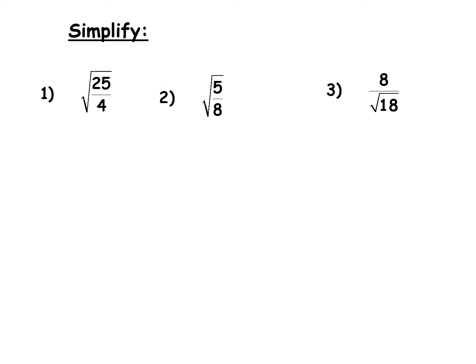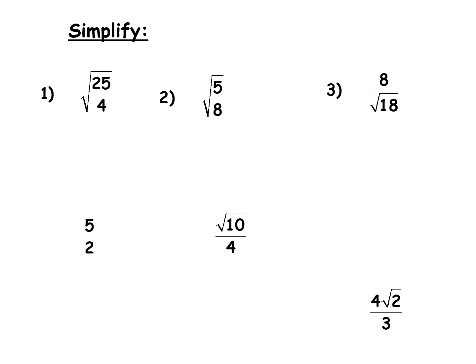All right, here's some more. Why don't you see how you do on these? All right, so on the first one, the square root of 25 over the square root of 4, that can simplify down to 5 over 2. The second one will simplify down to the square root of 10 over 4. And the third one to 4 square root of 2 over 3.